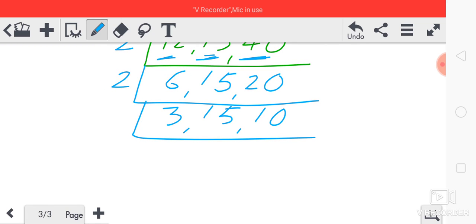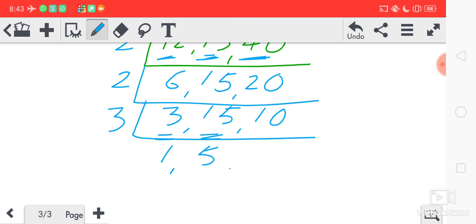Okay. Now which number should we take? We should take 3. Why? Because we are getting 2 multiples of 3. 3 ones are 3 and 3 fives are 15. So we can take 3. In the table of 3 we don't get 10, so we'll write 10 as it is.